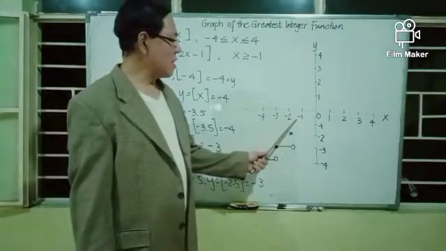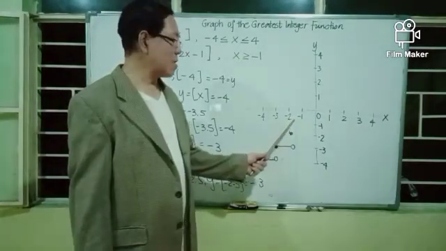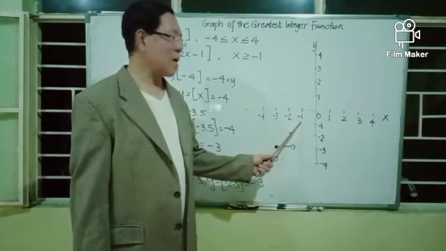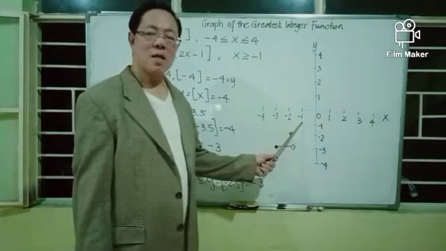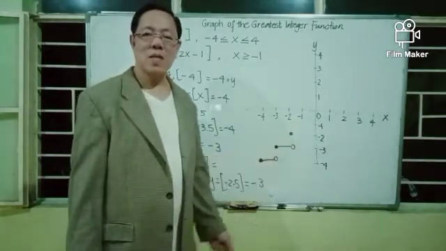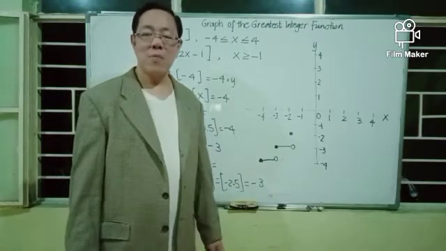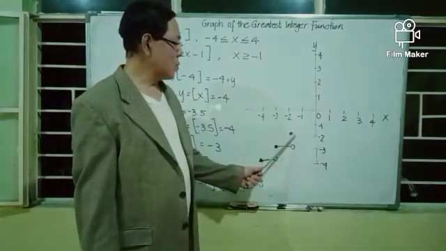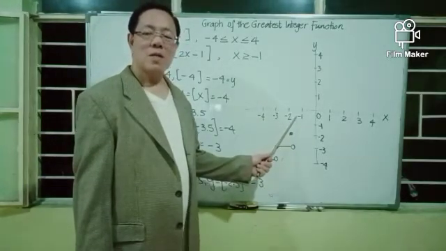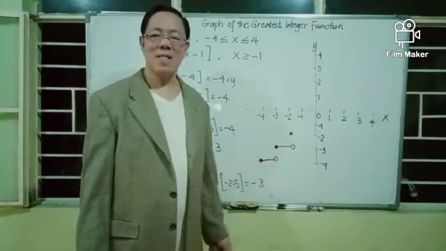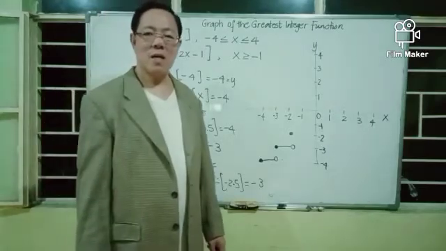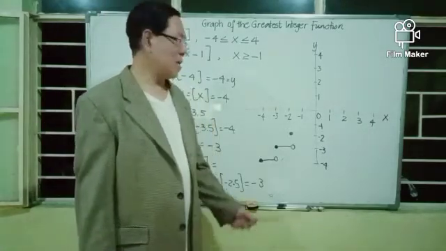If we take values of x greater than negative 2 but less than negative 1, or values of x between negative 2 and negative 1, say a value very close to negative 2 such as negative 1.999, the floor of negative 1.999 is negative 2. Negative 2 is the greatest integer that is less than negative 1.999.